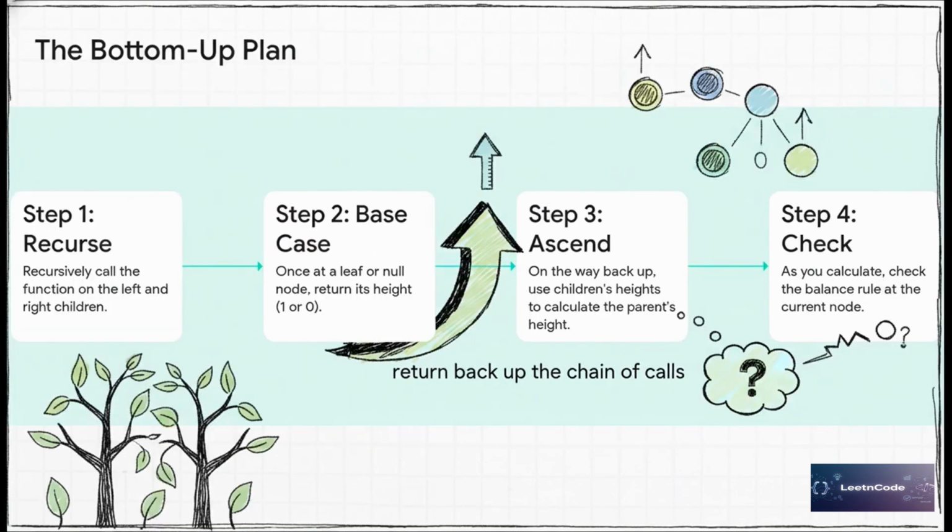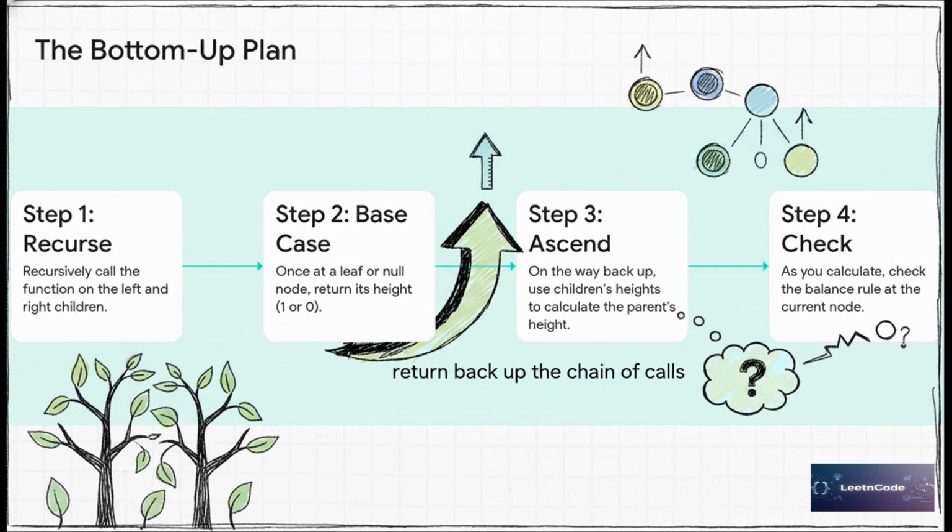So here's the game plan. We dive all the way down to the leaves of the tree first. Then, as we come back up, each node gets the heights from its children, calculates its own height, and at that exact same moment, it performs the balance check. It's incredibly efficient. But what happens if a node way down at the bottom finds a problem?